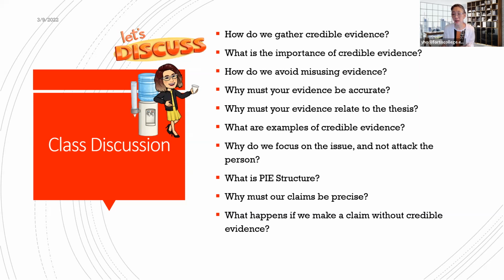Jamila. An example of credible evidence would be, like I said, the facts, being able to say where we got that information from, something that's a known fact. Okay. And how do we avoid misusing evidence? Anil, how do we avoid fallacies?